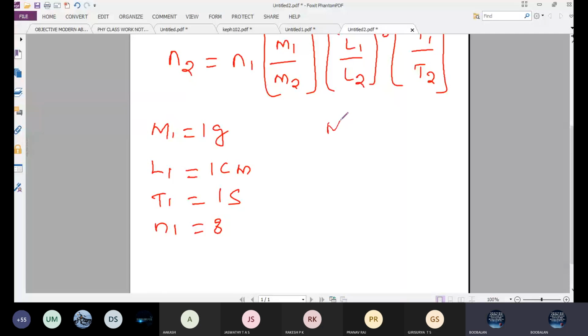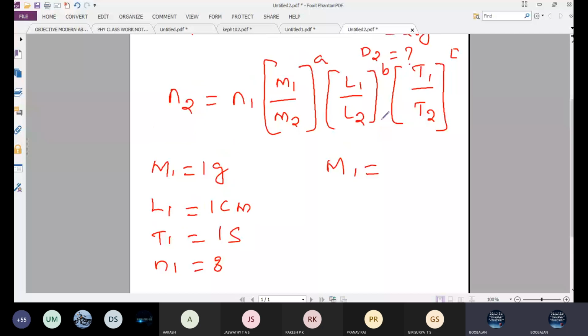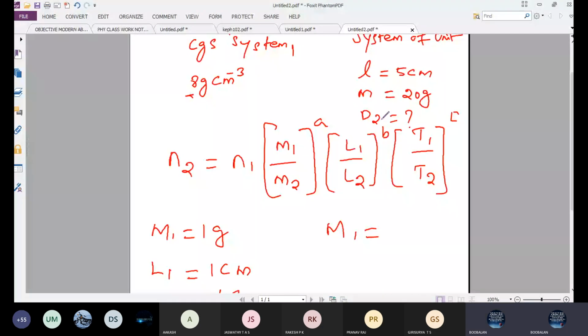Same thing for the other system also. What is the M value? 20 gram. So this is M2. M2 equal to 20 gram. L2 equal to 5 centimeter. For the density, there is no time, but no problem. Should take, so no need for that one.